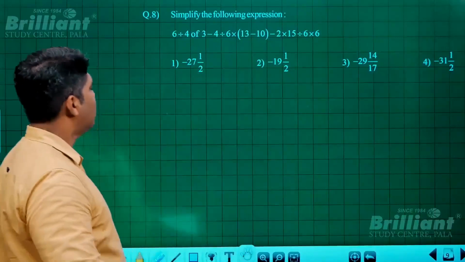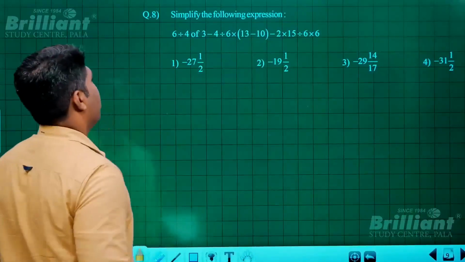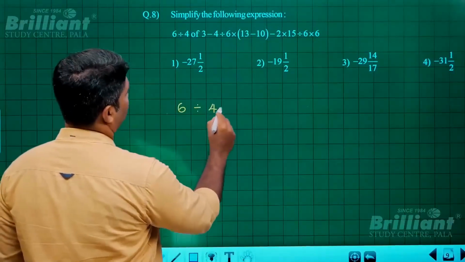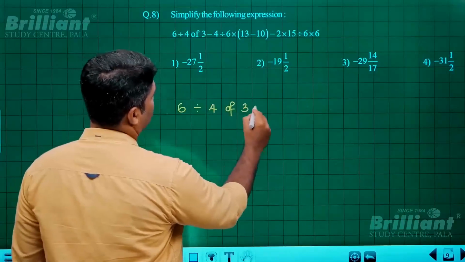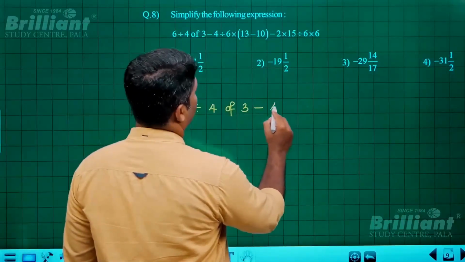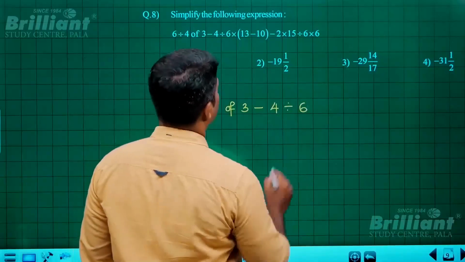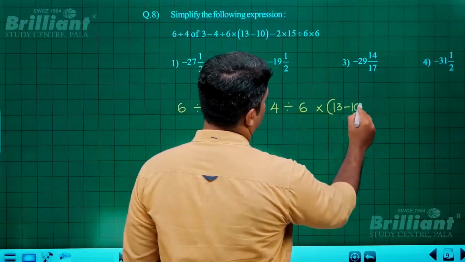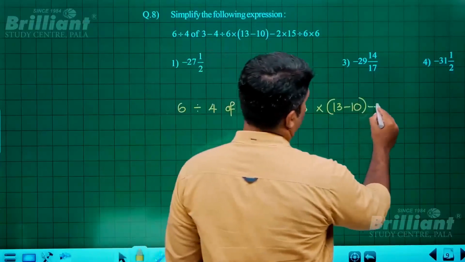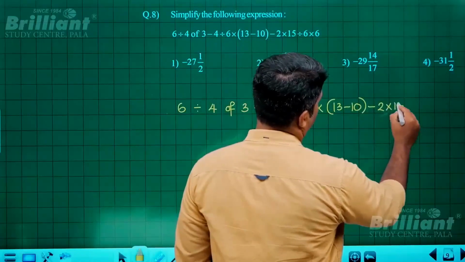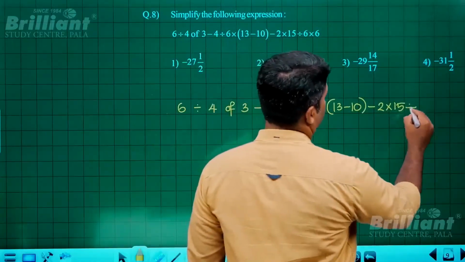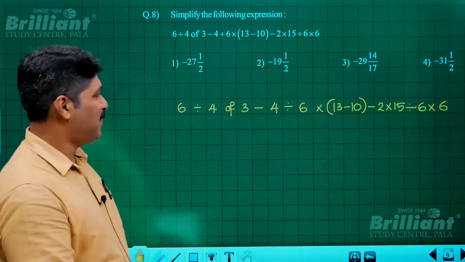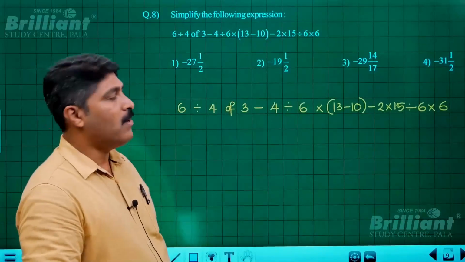The next question is a simplification question. I will rewrite the question here: 6 by 4 of 3 minus 4 by 6 into 13 minus 10 minus 2 into 50 divided by 6 into 6. It's such a lengthy simplification question. So from where do we have to start our operation?